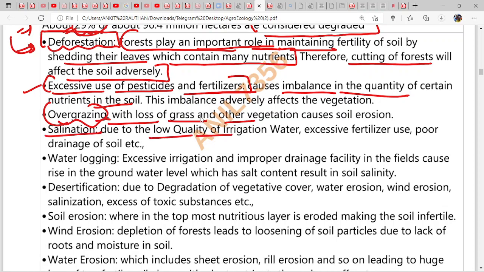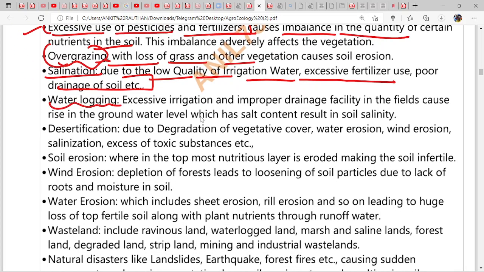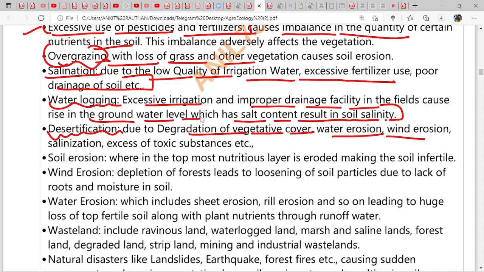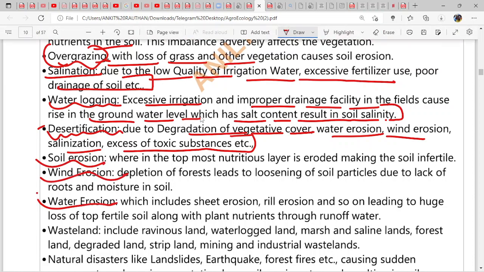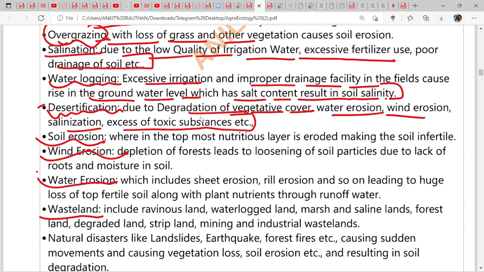Salinization. Due to the low quality of irrigation water, excessive fertilizer use, and poor drainage, soil salinization is happening. Water logging issues: excessive irrigation and improper drainage facility in the fields cause a rise in groundwater level, which has salt content, resulting in salinity. Desertification is happening due to degradation of vegetative cover, water erosion, wind erosion, salinization, excessive toxic substances. Simple points which we have to remember. Soil erosion is happening, wind erosion is happening, water erosion is happening, wasteland is happening.